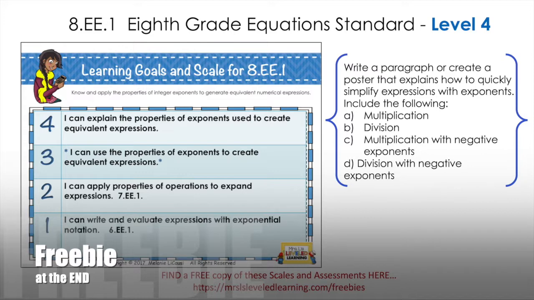My assessments include multiple questions for each level of the scale so that you have documentation that your students have mastered each level.